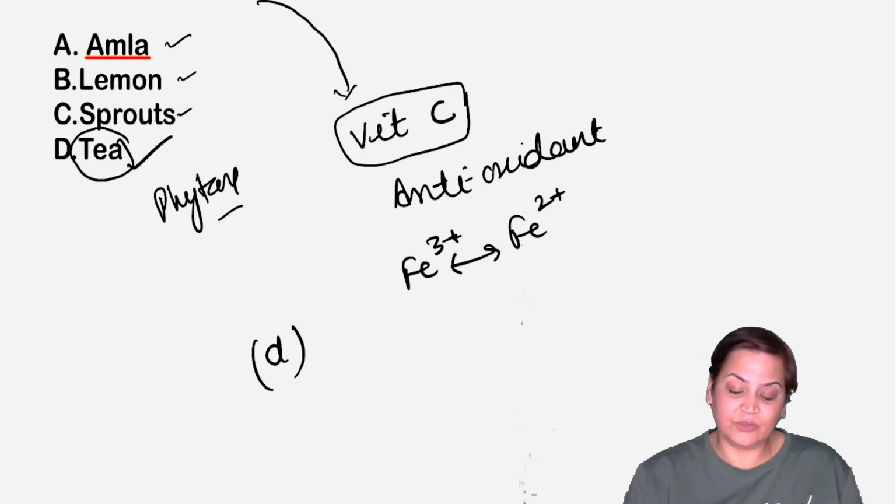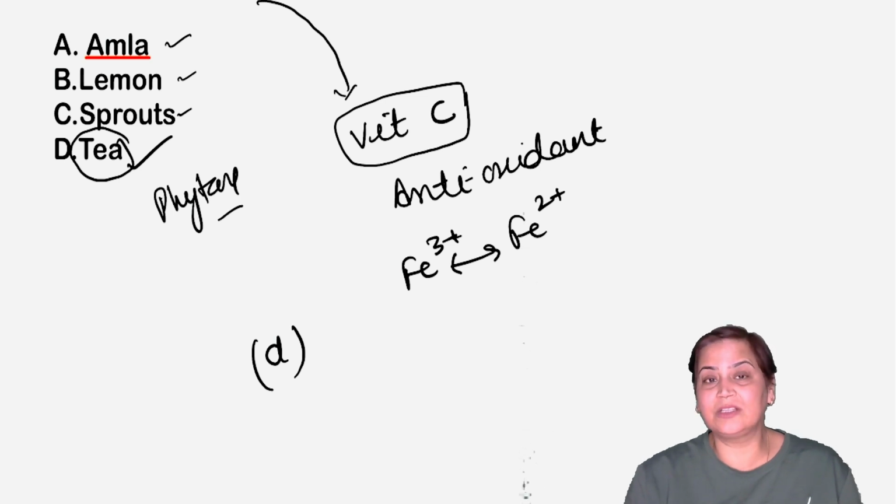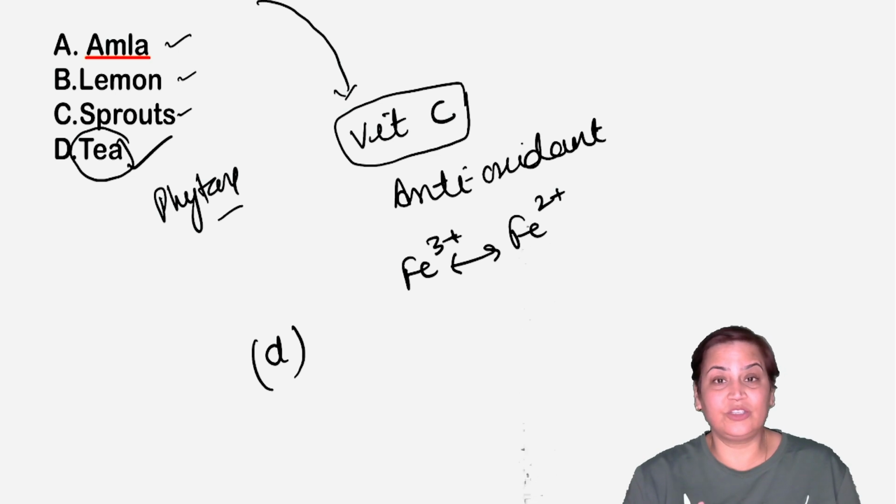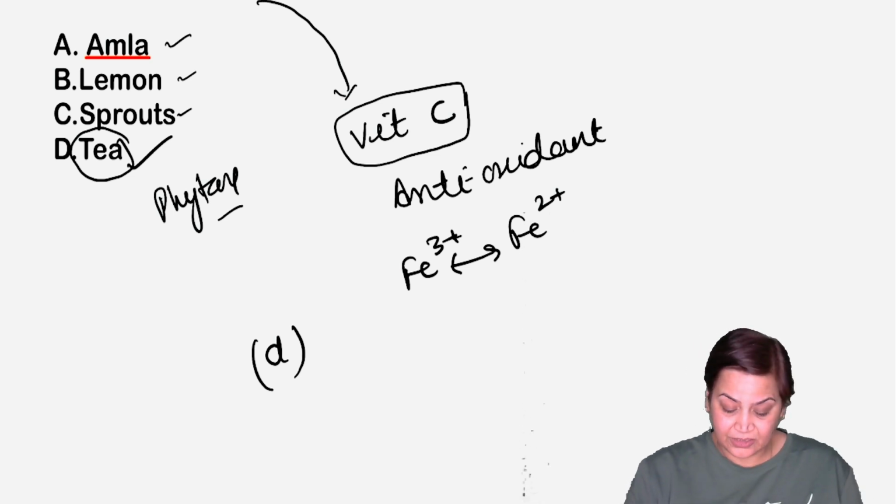Right, so iron absorption will be decreased with tea. Just by knowing this question, we can always go to this here. The moral of this question is that we should never have tea with the meals. Clear? So the answer is tea.